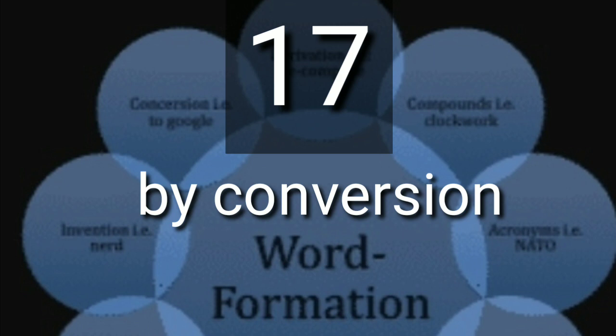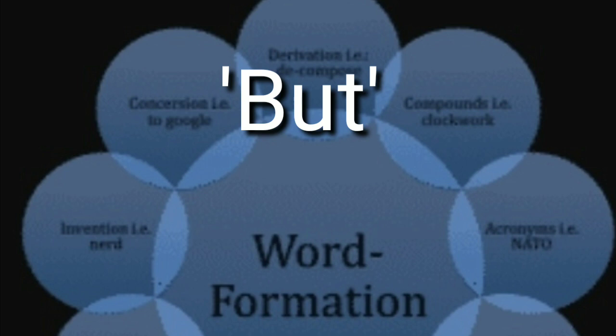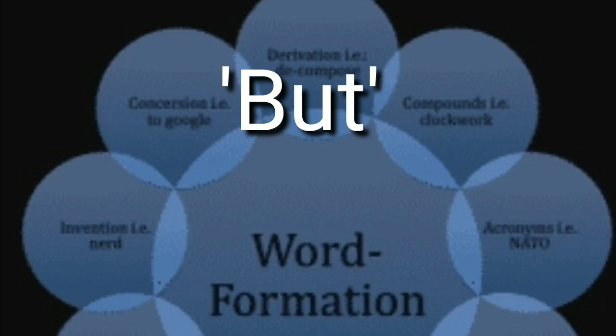Then 17th process, the last one, is conversion. By conversion, it is possible to use the same word as a noun, verb, adjective, and many other parts of speech. Here, an example, but, B-U-T, normally a conjunction, but it can be used as a verb, noun, and also preposition. Most frequent interchange is between noun and verb. For example, park, that's a noun, and to park is a verb. Walk is a noun, to walk is a verb.